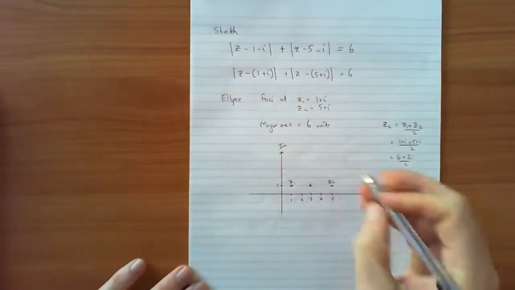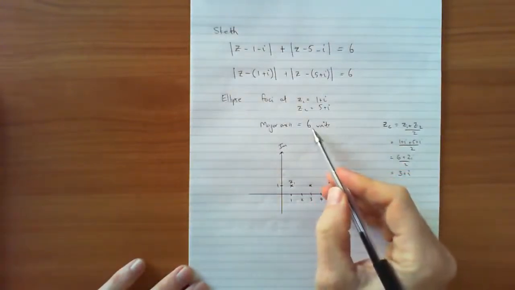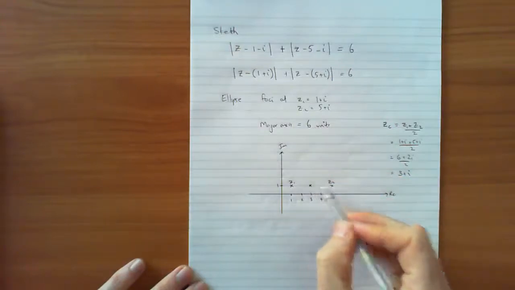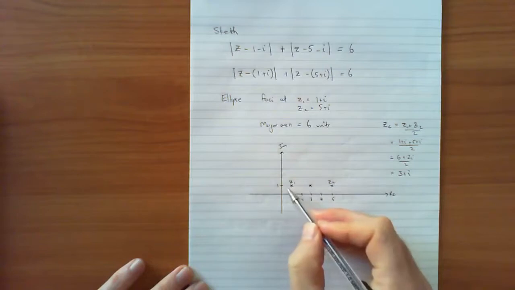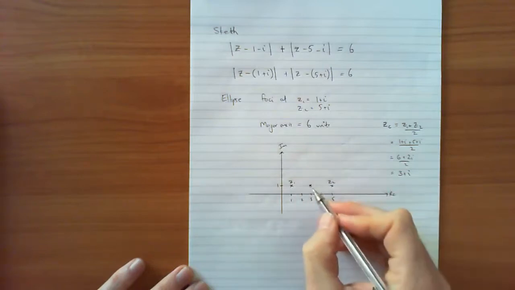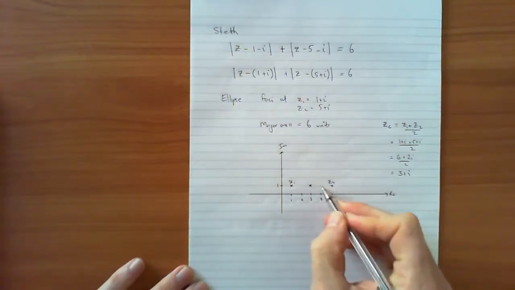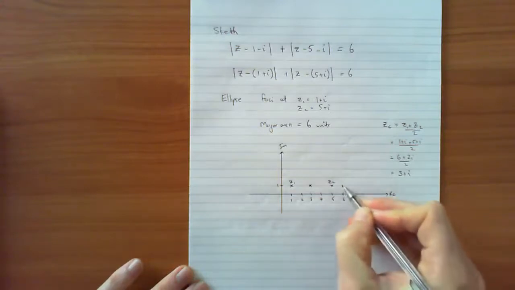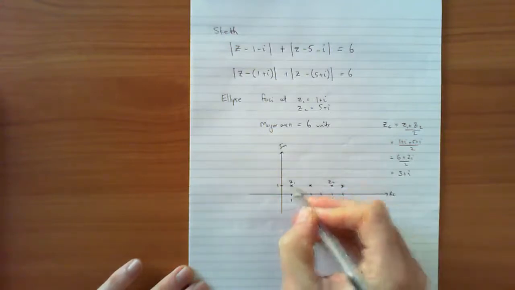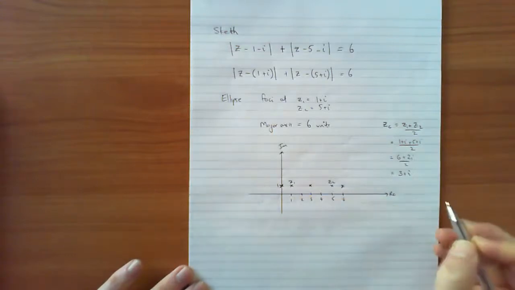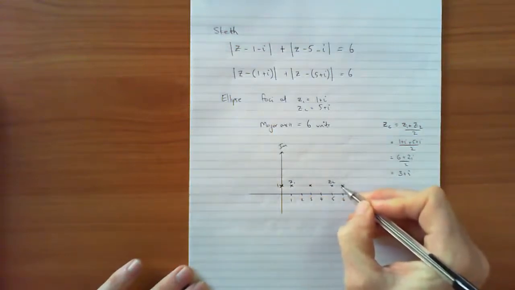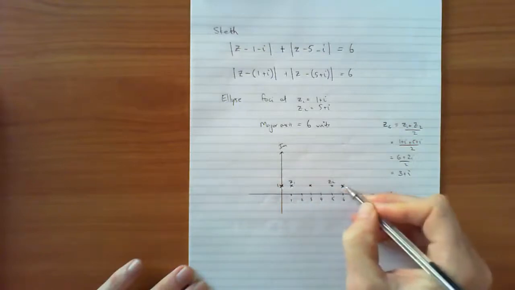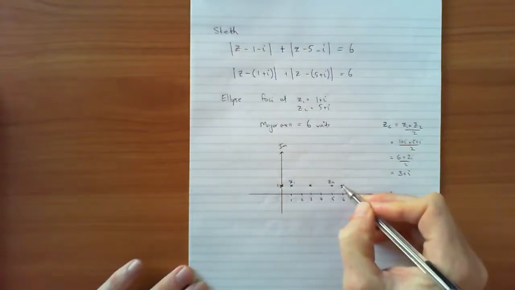Alright, so here's our centre. Our major axis is 6 units long. So I'll go 3 units either side of the centre. 3 units either side. Well, if I go 3 units this way, I'll go 1, 2, 3. I'll be up to 6. And I go 3 units this way, I'll be back to there. So here are my vertices on my major axis for my ellipse.